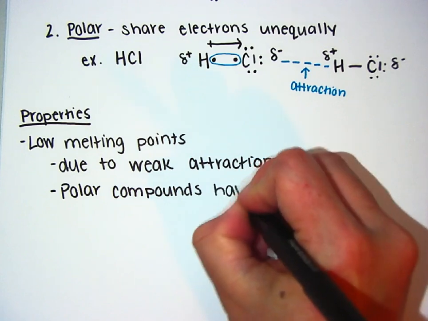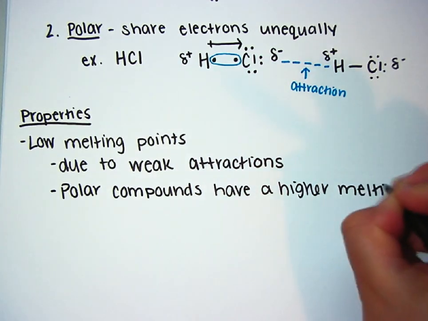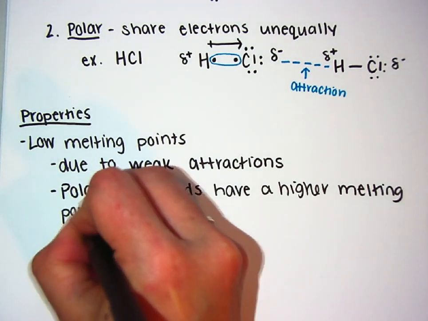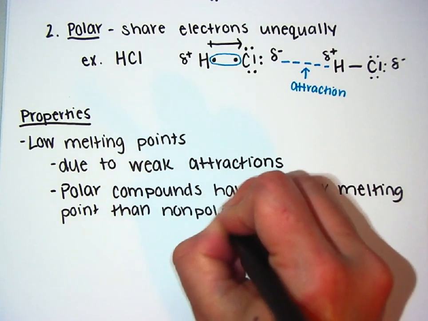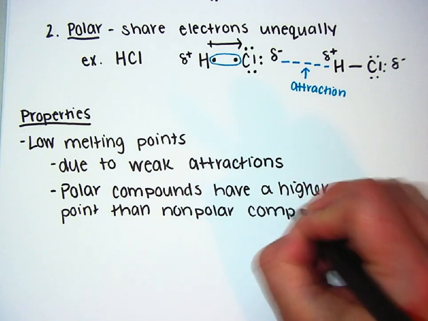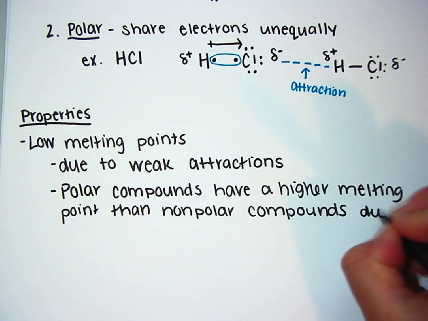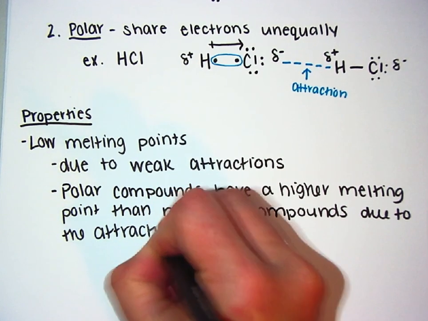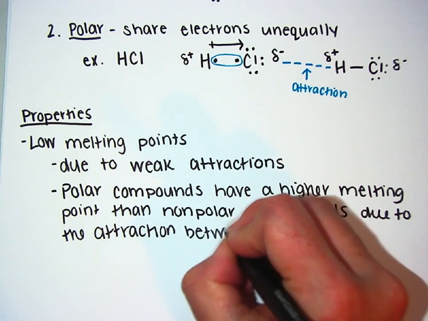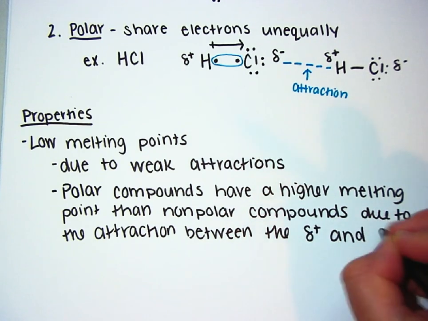Polar compounds have a higher melting point than nonpolar. They both have a low melting point, but when comparing the two, polar is going to be slightly higher than nonpolar due to the attraction between that partial positive and partial negative.